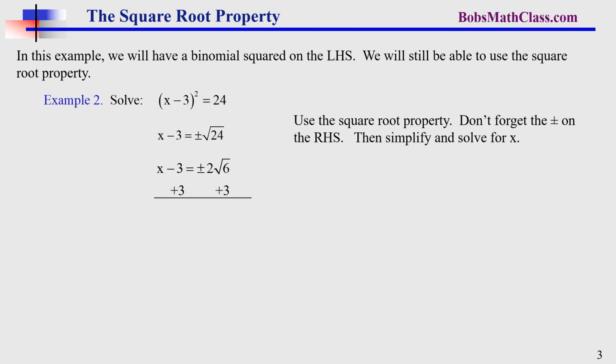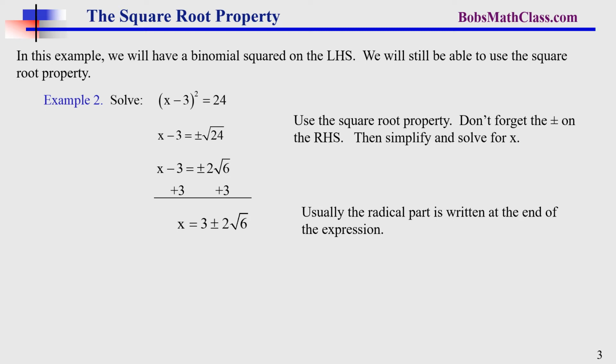Now, it's proper form to put the radical last. It's not wrong if you put the radical first, it's just not traditional. So the radical part is written at the end of the expression. So x equals 3, because it's a positive 3. And then in front of the 2 square root 6, you need to keep the plus and minus. So 3 plus and minus 2 square root 6.